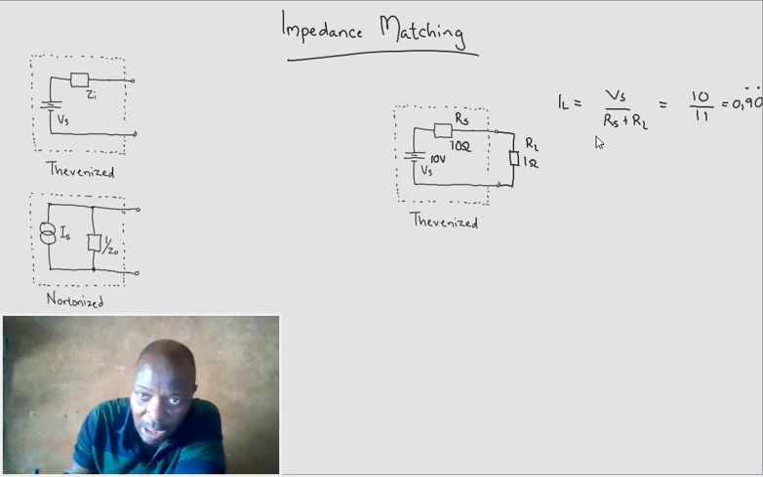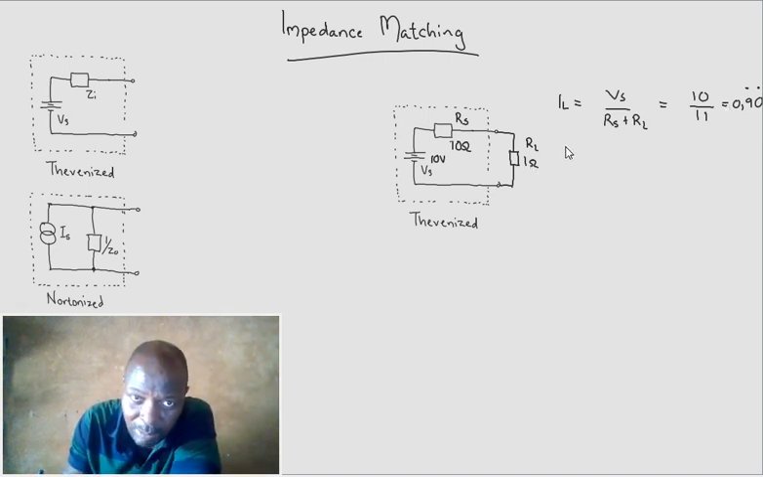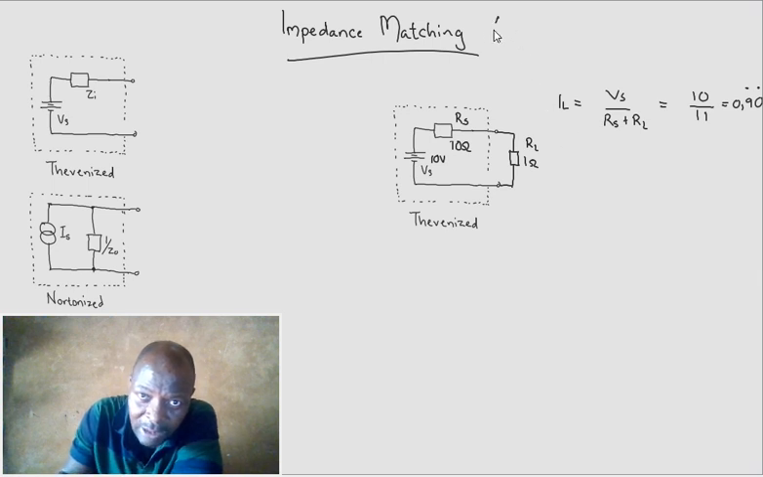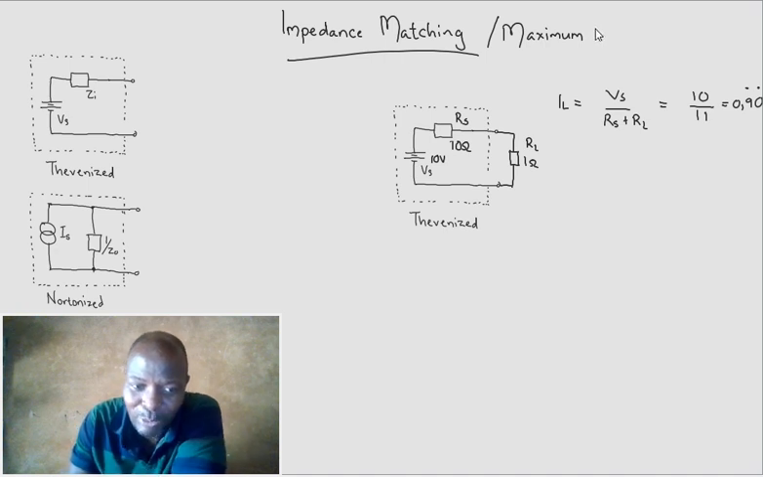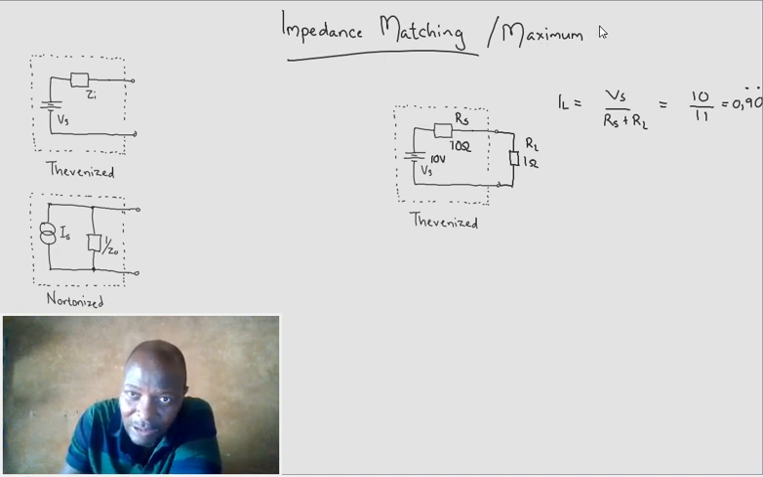Now, if you want to calculate the power, because this is about impedance matching, it's about power transfer, about maximum power transfer. We want to transfer as much power as possible. We don't want to lose power. Power not only costs us money, it costs us a lot of work to get that power. So we don't want to lose our power. This is about maximum power transfer.